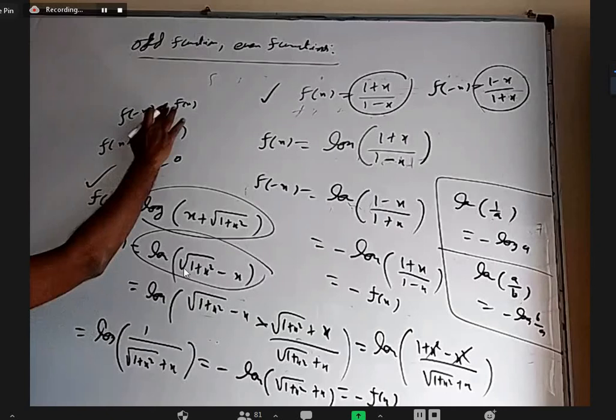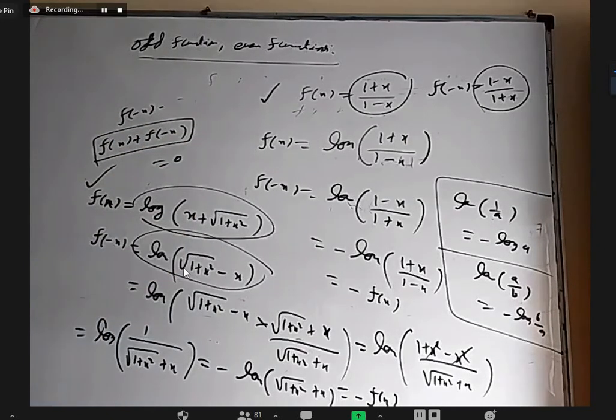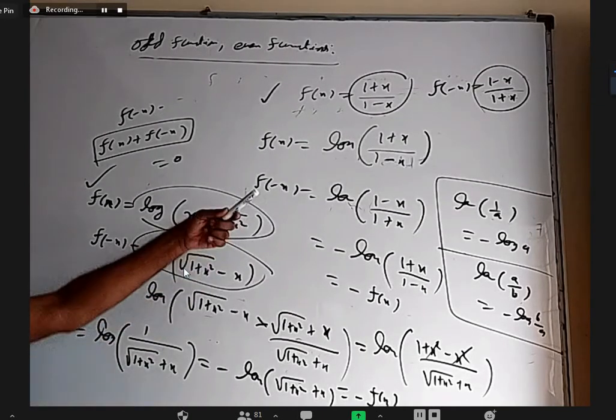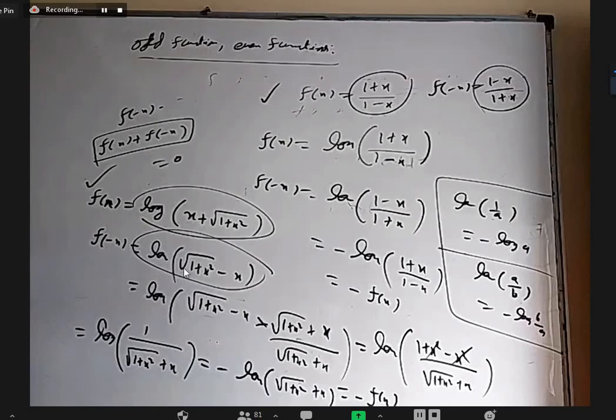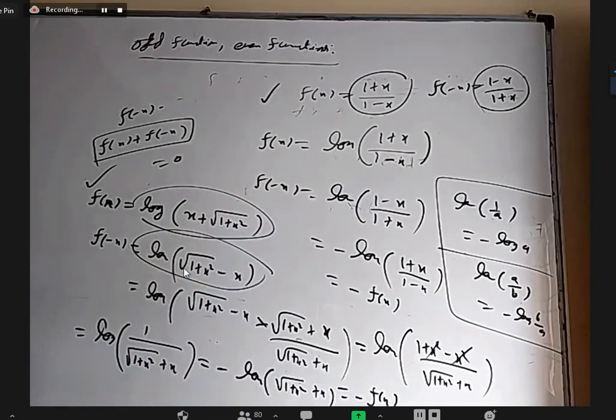If that is not working out, try to find this sum. If it comes 0, it is an odd function. If it doesn't come 0, it is definitely neither even nor odd. Once you have 1 or 2 examples, you'll get clarity. When log is there, what is happening? Basically, this is the reciprocal of this, and this is also the reciprocal of this.